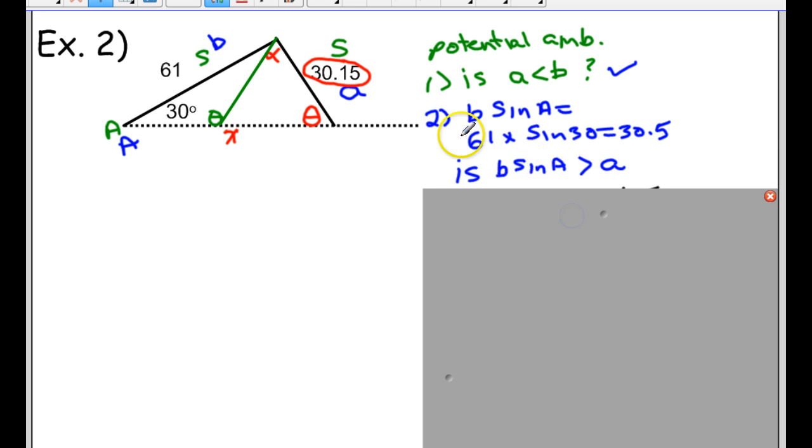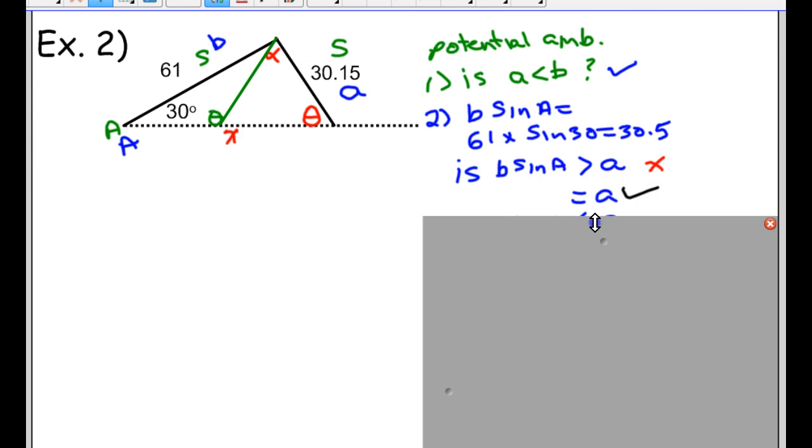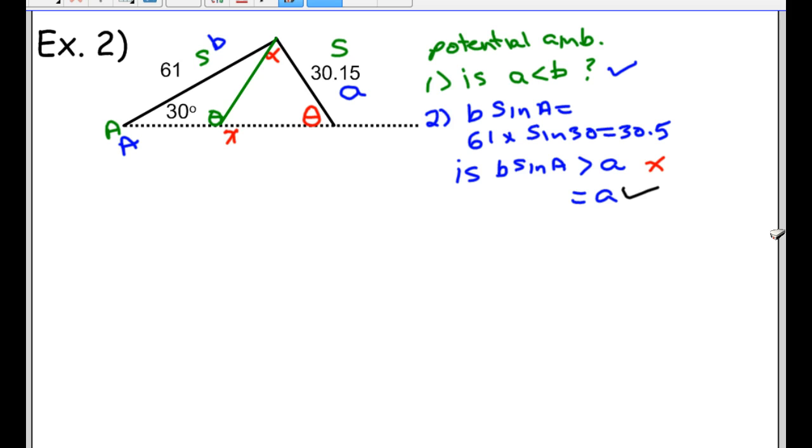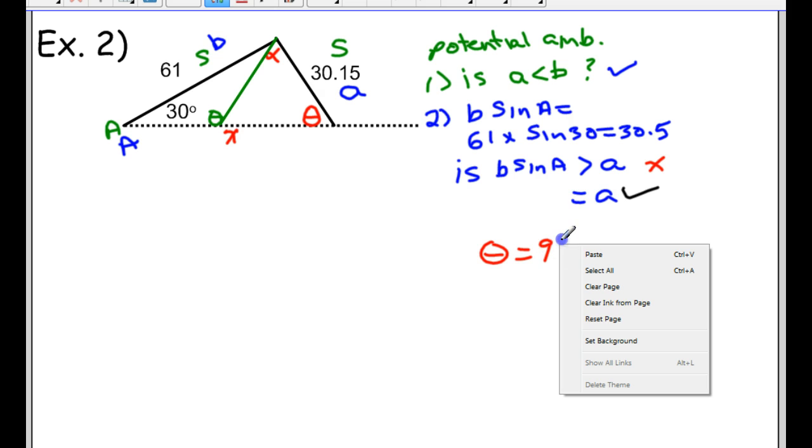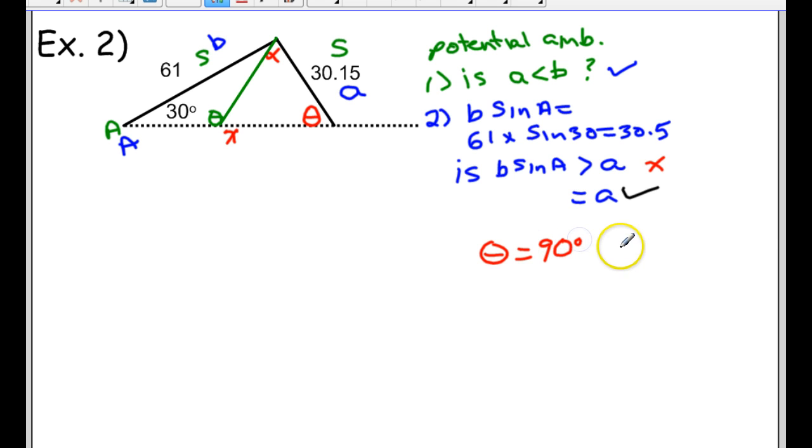And then the various questions, is the calculated value greater than the original second side or first side? It is not. Is it the same as the side? It is. And so what that means is I have a guaranteed 90-degree angle at theta, and exactly one solution.